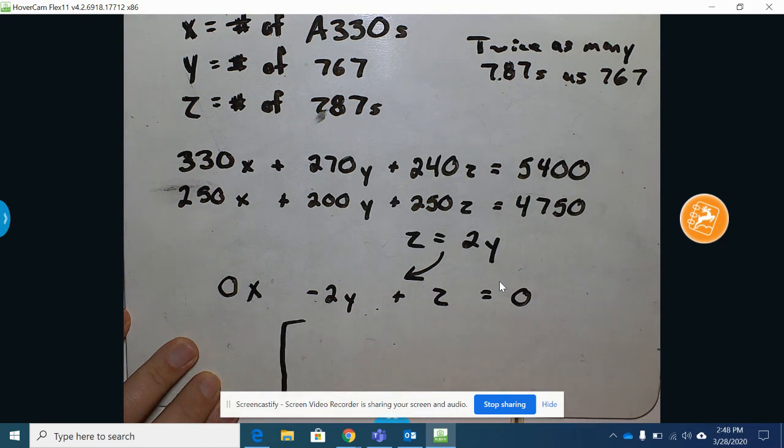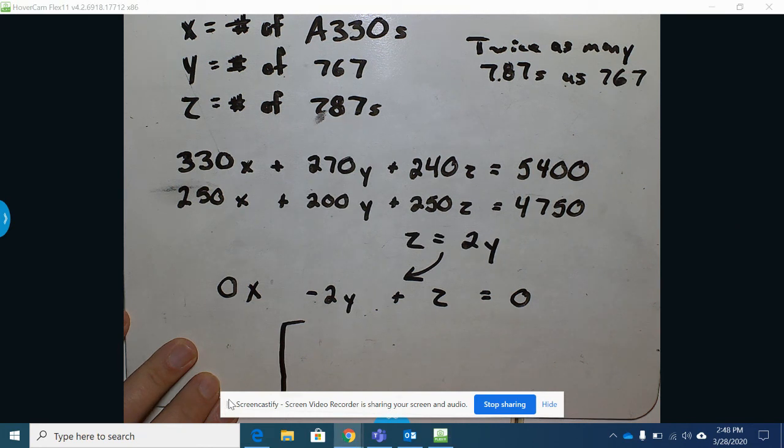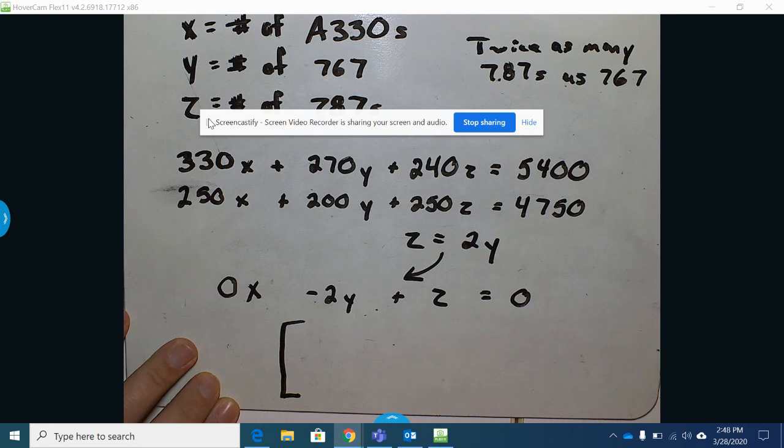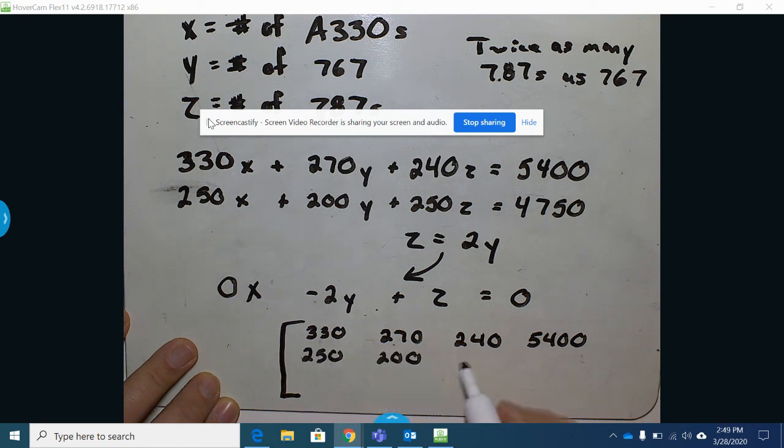Well, just take the coefficients of each. This is going to be another 3 by 4 matrix. Hopefully you can see this, and hopefully I can write it all in this tiny space here. And we'll see what we have. All right, so we have 330, 270, 240 for our X, Y, and Z, and our answer would be 5,400. We have 250, 200, 250, and 4,750. And then our last and probably most confusing is 0, negative 2, Z, 0.